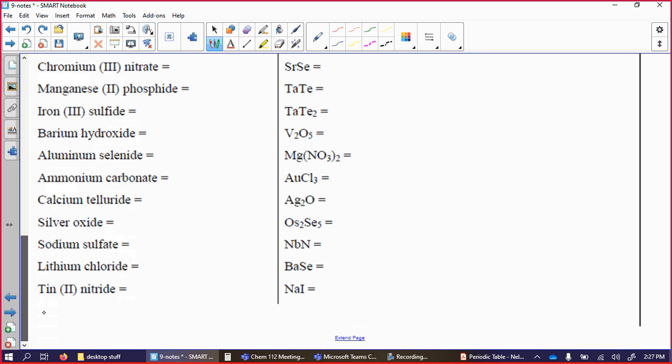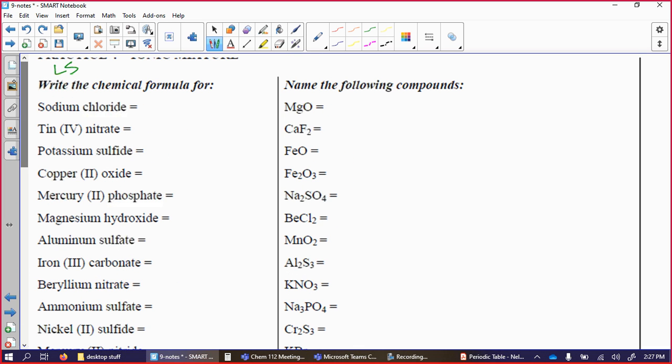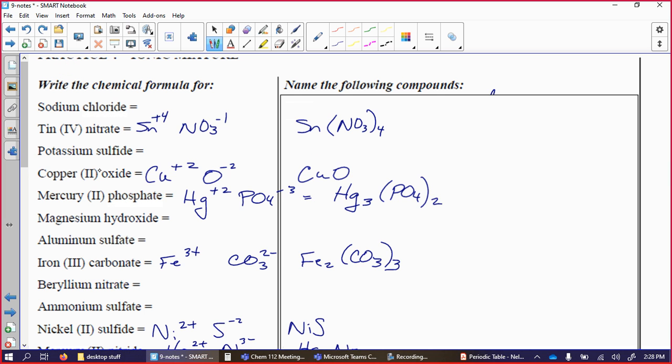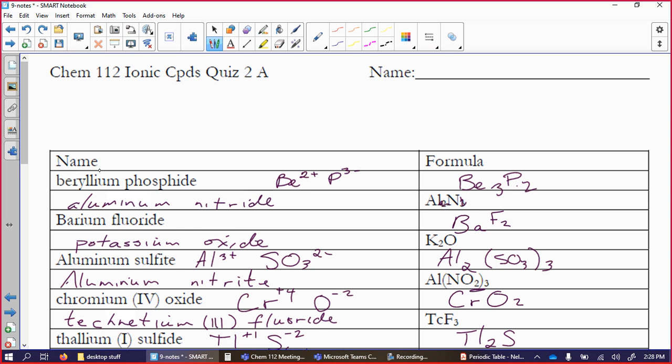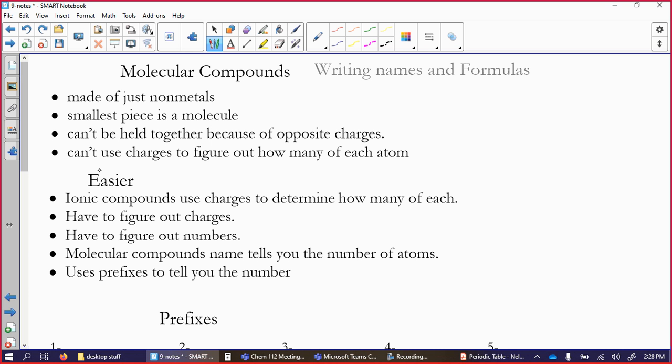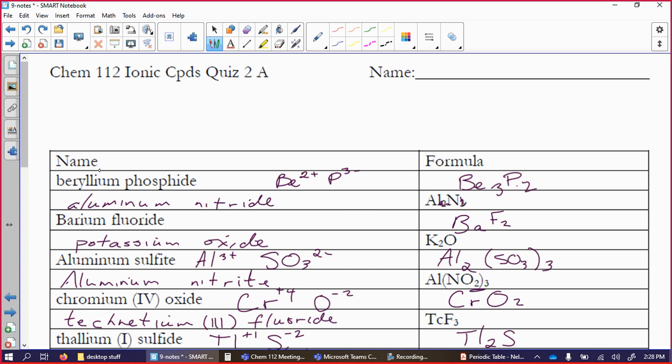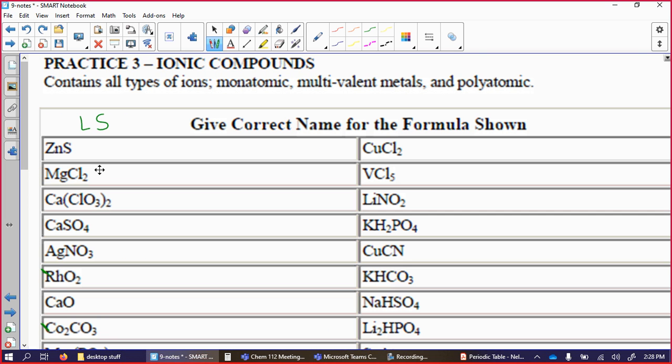But I'll go through and finish them, or go through some of the answers tomorrow. I'm not sure which. And then that's kind of the end of ionic bonding. I don't know why I have that there. Oh, there was a quiz in there. And then we talk about molecular compounds next. So, any questions?